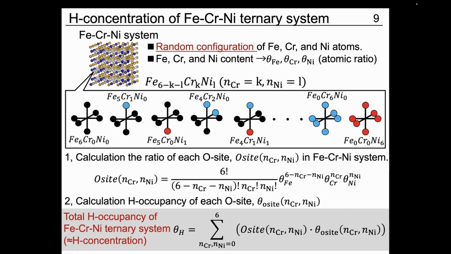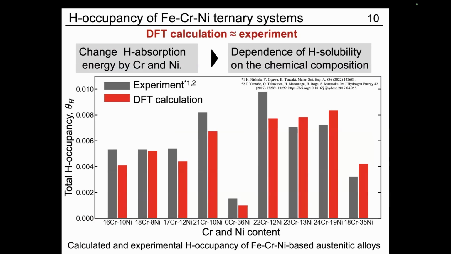And second, we calculated the hydrogen occupancy of each octahedral site. By using these two values, we can calculate the total hydrogen occupancy of the iron chromium nickel ternary systems. This value is equivalent to the hydrogen concentration because most of the hydrogen atoms are in lattice sites in austenitic systems. By using this procedure, we calculated the total hydrogen occupancy of the practical alloys, and this is the calculation result.